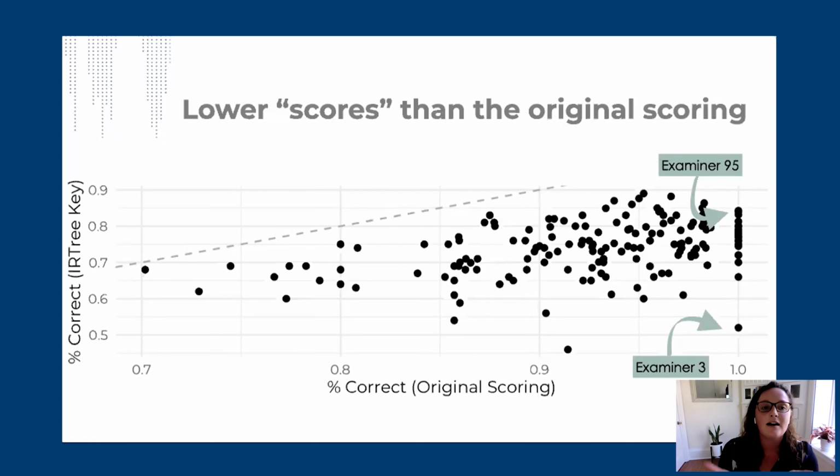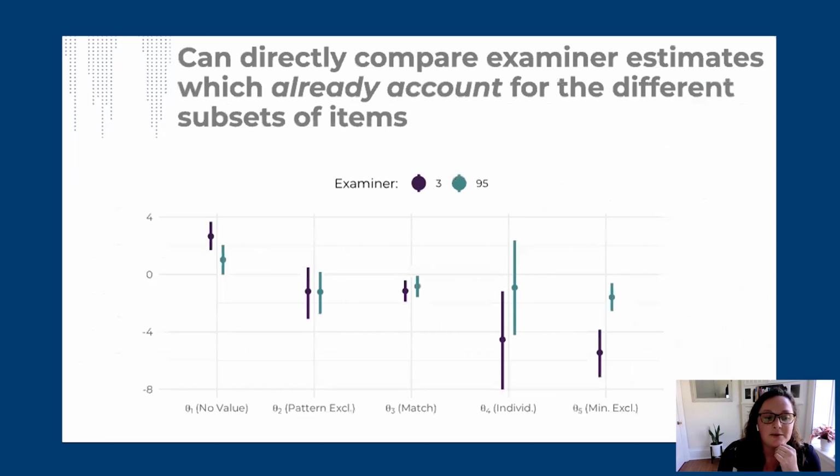And so what I think the IRT method is really powerful for is doing a deeper dive into why those differences are occurring. This allows us to directly compare the examiner estimates, and these estimates already account for the different subsets of items. We can see that examiner 3 tends to make more no value decisions, fewer individualizations, and fewer exclusions than examiner 95. This is why we're seeing that discrepancy in the consensus scores: that examiner is making more no value and inconclusive decisions.